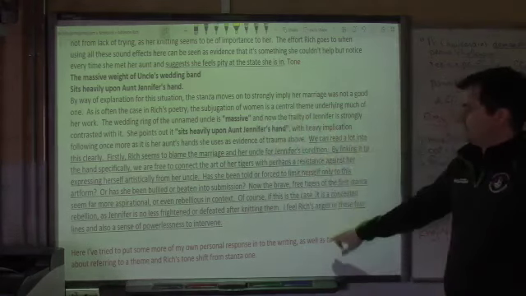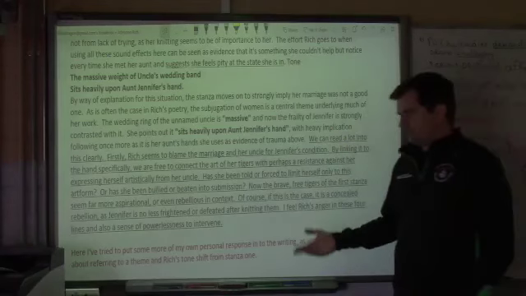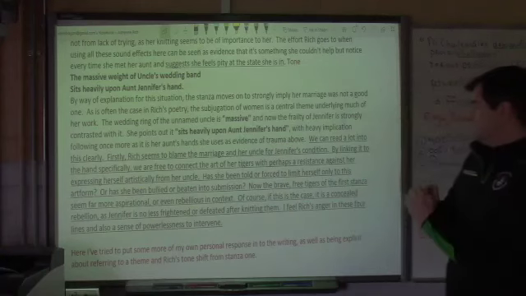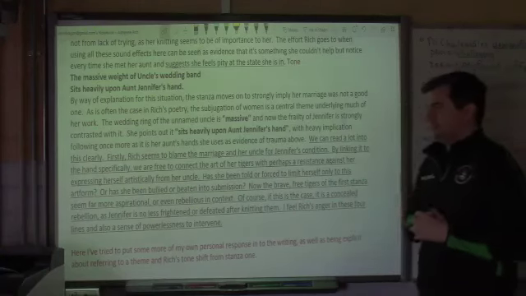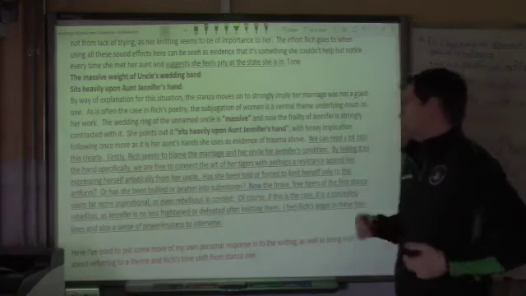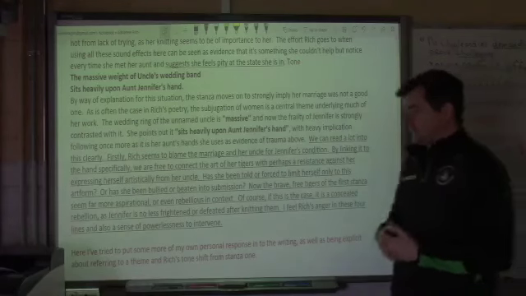Now, this is underlined here for this explanation. We can read a lot into this clearly. Firstly, Rich seems to blame the marriage and her uncle for Jennifer's condition. By linking it to the hands specifically, we are free to connect the art of her tigers with perhaps a resistance against her expressing herself artistically from her uncle.